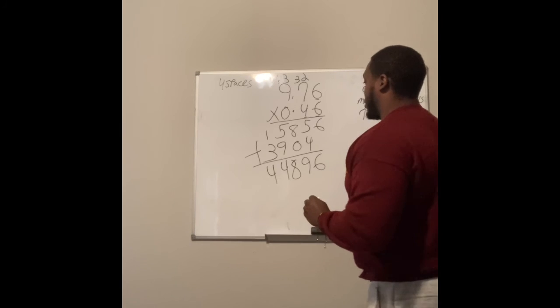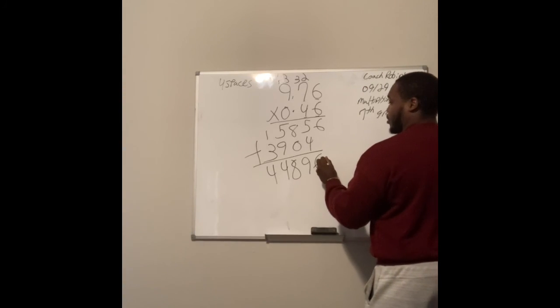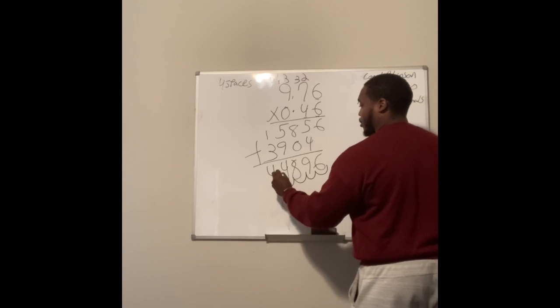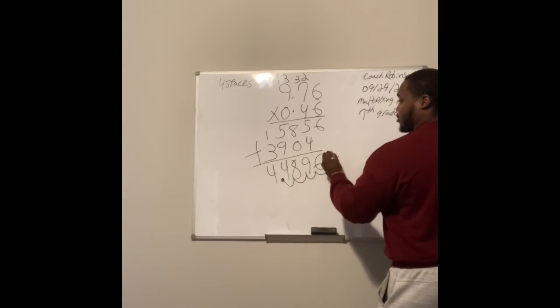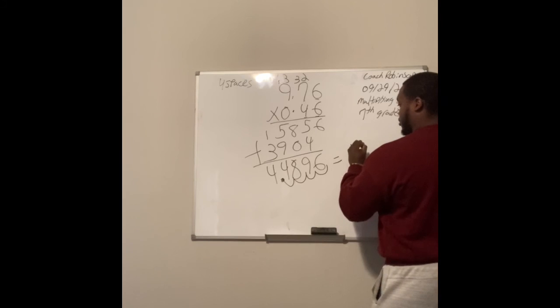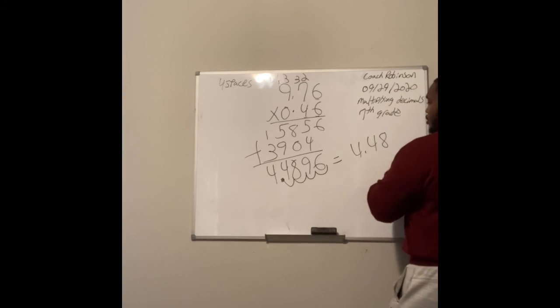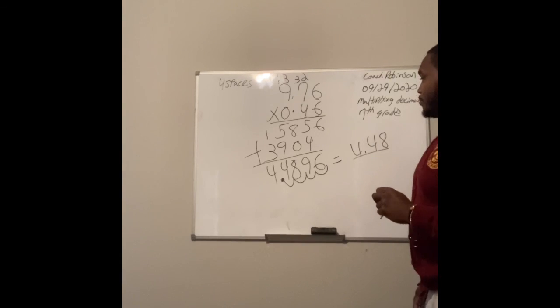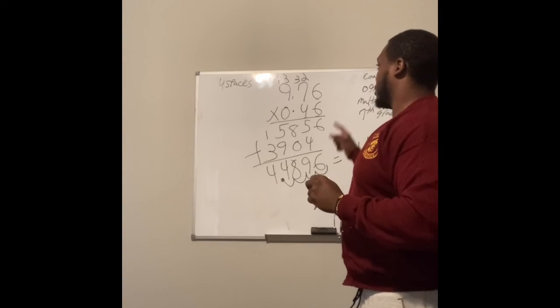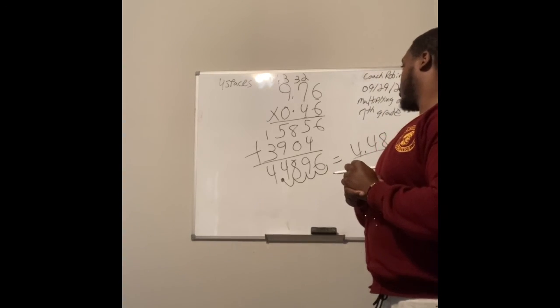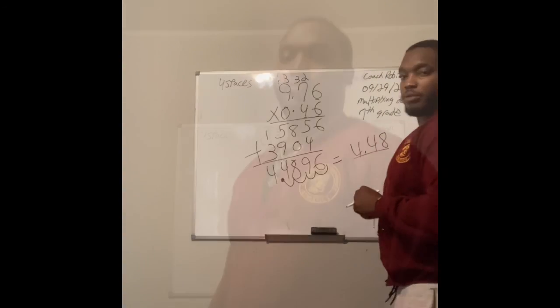So now let's remember our 4 spaces. We'll start from here. 1, 2, 3, 4. So the answer is 4.48. And you can just leave that. Okay. So the answer: 9.76 times 0.48 is 4.48.